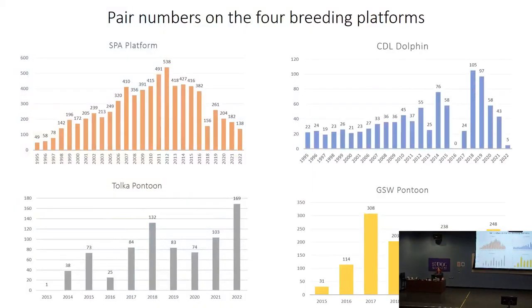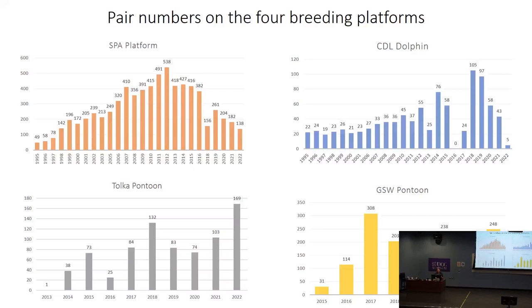So this is just an overview of pair numbers on each platform over the last number of years. Again, just a quick caveat, the scale bars aren't exactly the same, so they're not directly comparable, but we'll walk through them. So up in the top left corner is the SPA platform. Again, you can see that numbers were rising up until 2012.